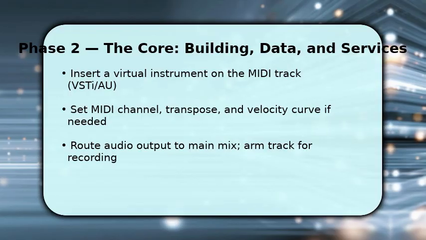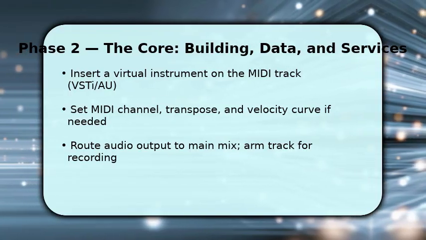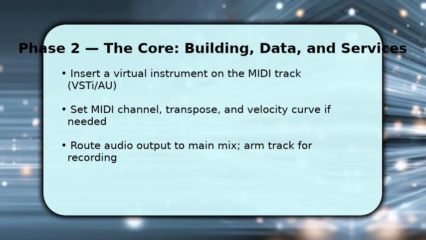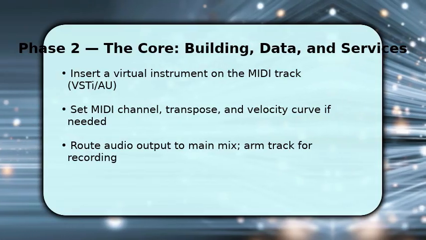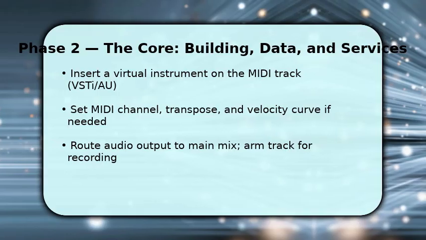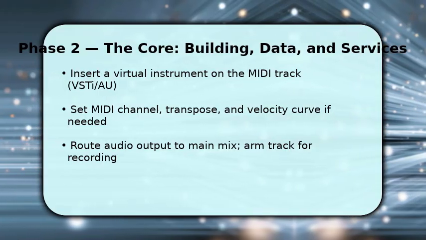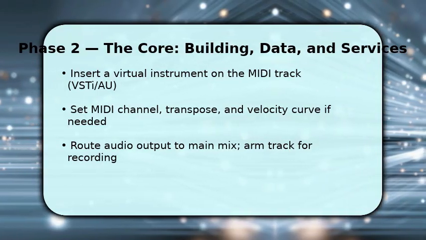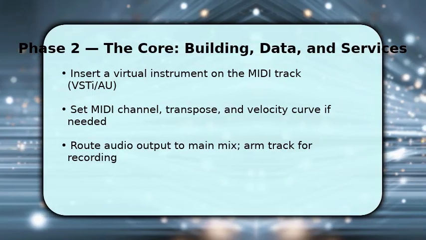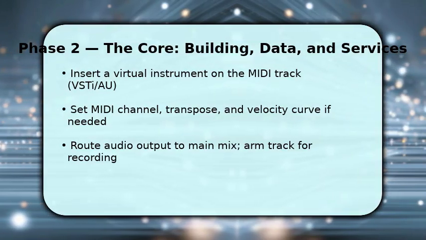Once done, set the MIDI channel, transpose or octave shift when necessary, and adjust the velocity curve to match your playing dynamics. Also route the instrument's audio output to the main mix or bus and arm the track for recording. Doing this ensures the sound path is complete, so your keys trigger a plugin.